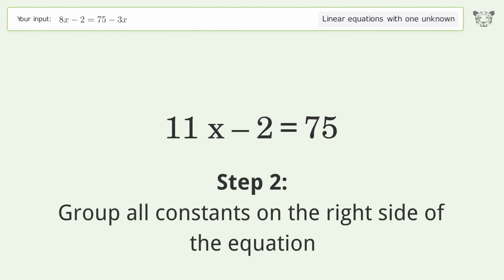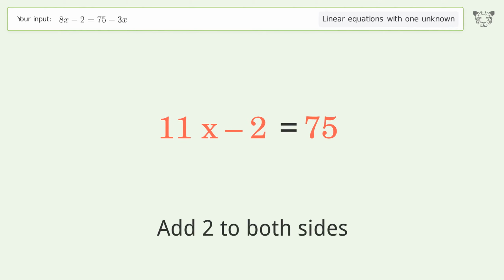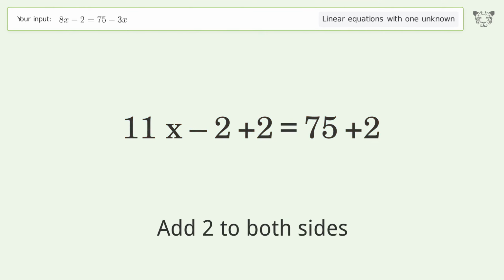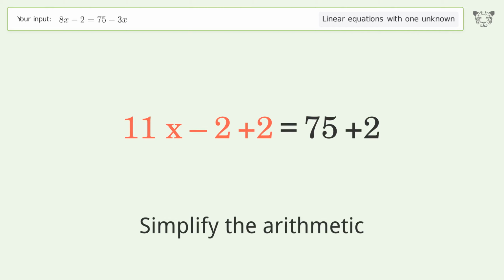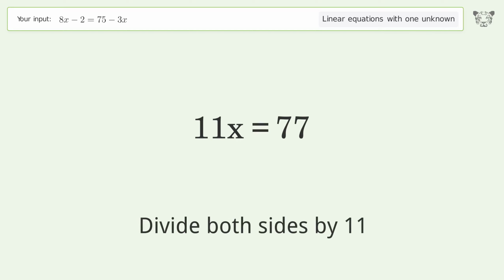Group all constants on the right side of the equation. Add 2 to both sides. Simplify the arithmetic. Isolate the x. Divide both sides by 11.